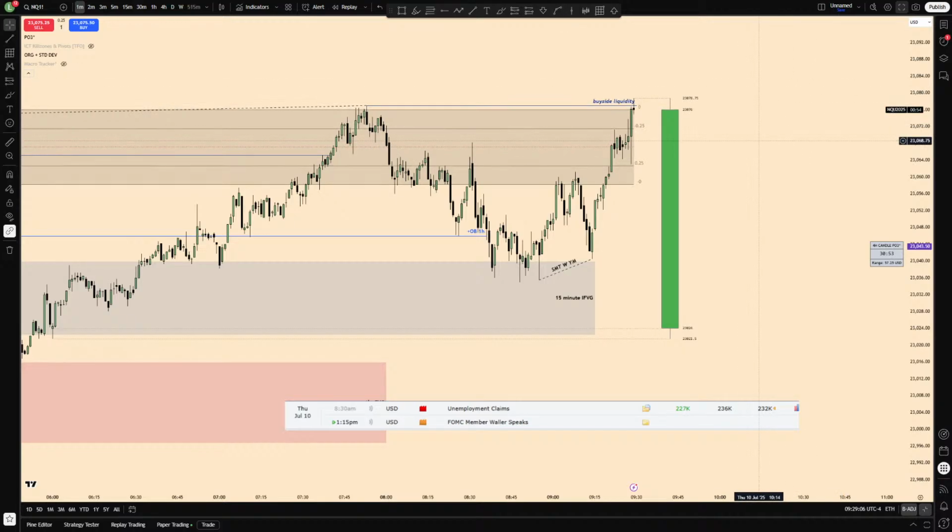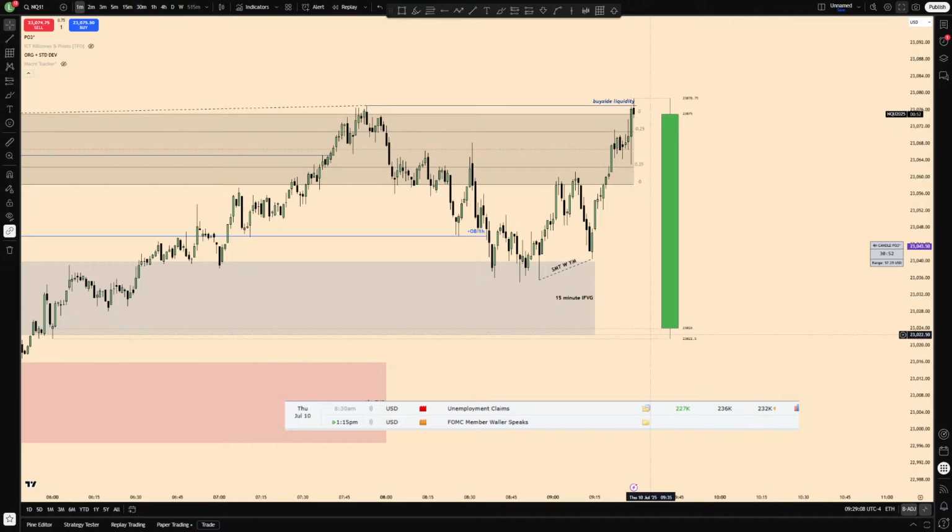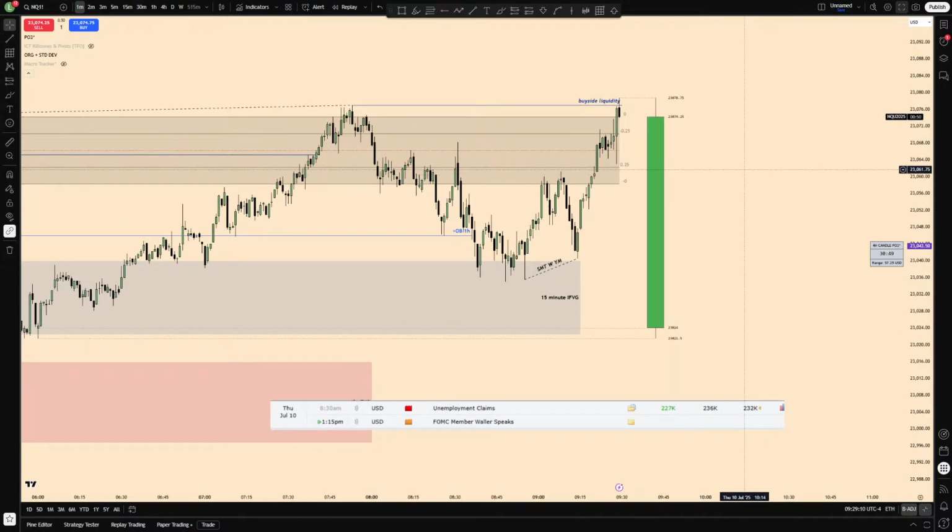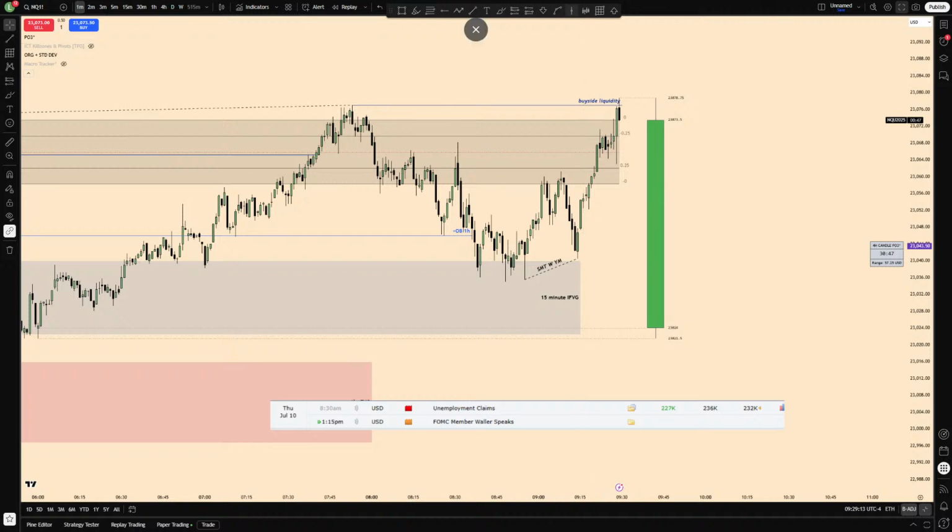Okay, we just SMT'd that high pre-market. Can't switch time frames though, because TopStep's lagging. Is yours lagging now too?